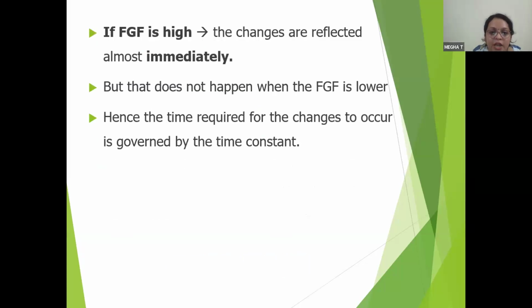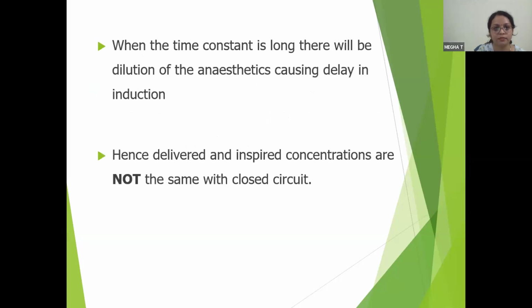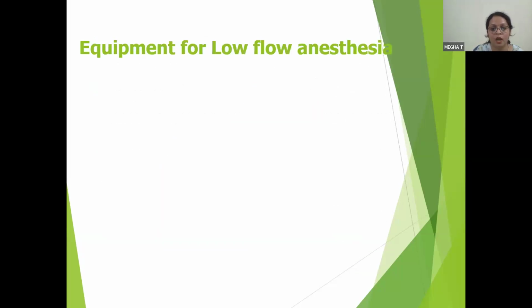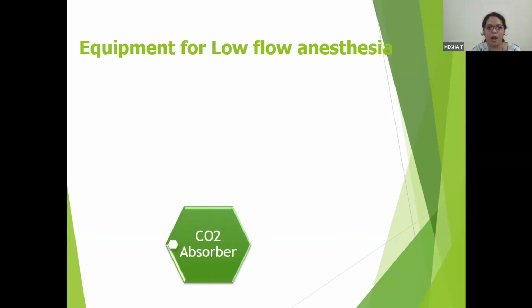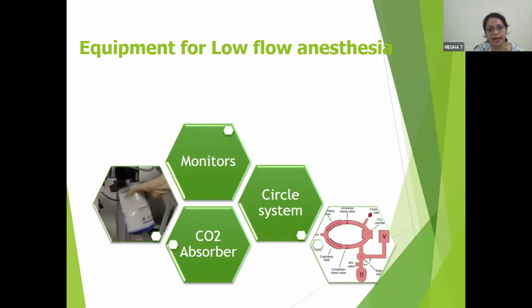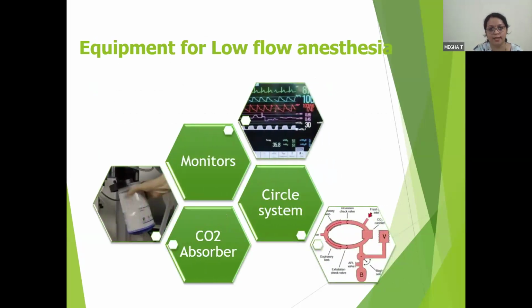As I said, if the fresh gas flow is high, the changes are reflected immediately, but that does not happen when the fresh gas flow is low. So whatever I change will take that much time to reflect on the patient end. When the time constant is longer, the dilution also occurs further, causing delay in induction. Hence, whatever we have set might not be the same as what is delivered at the patient end. So coming to the equipment that we require for low flow anesthesia: carbon dioxide absorbers, monitors, and a circle system.